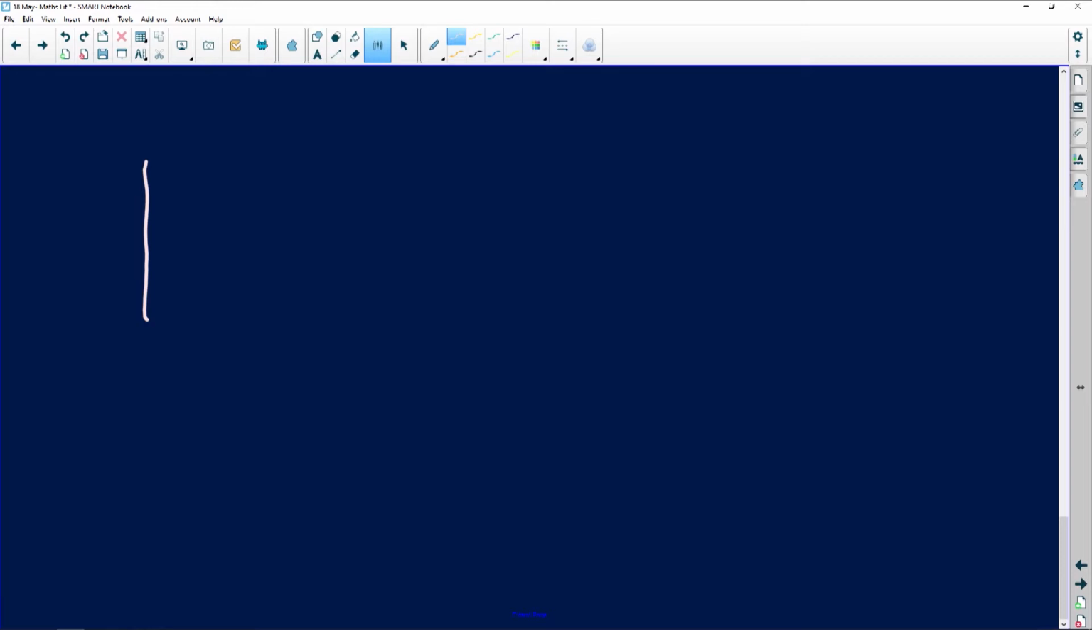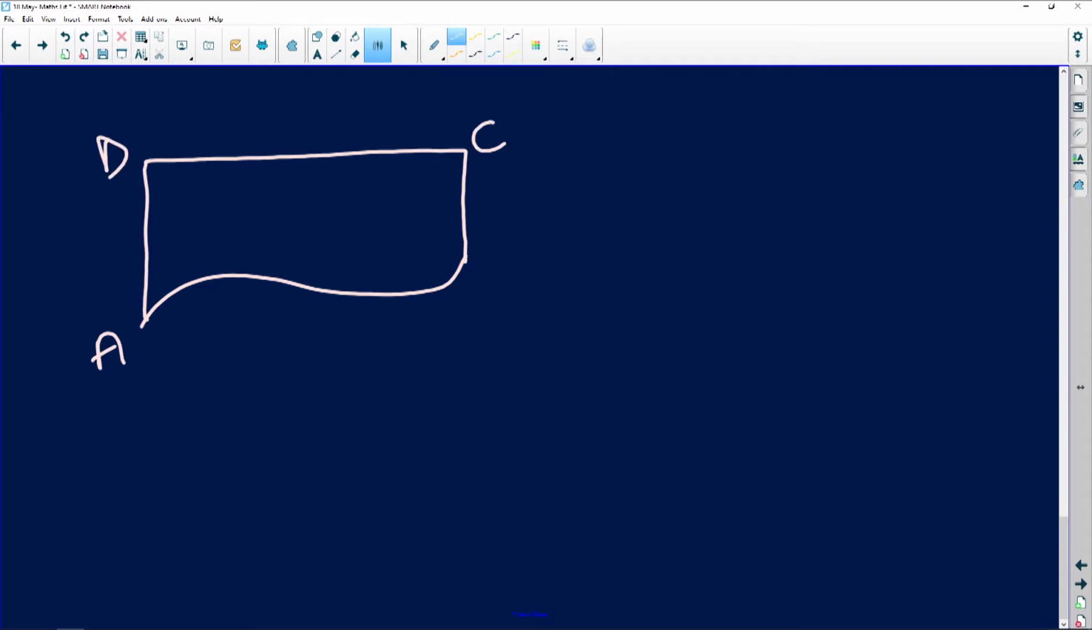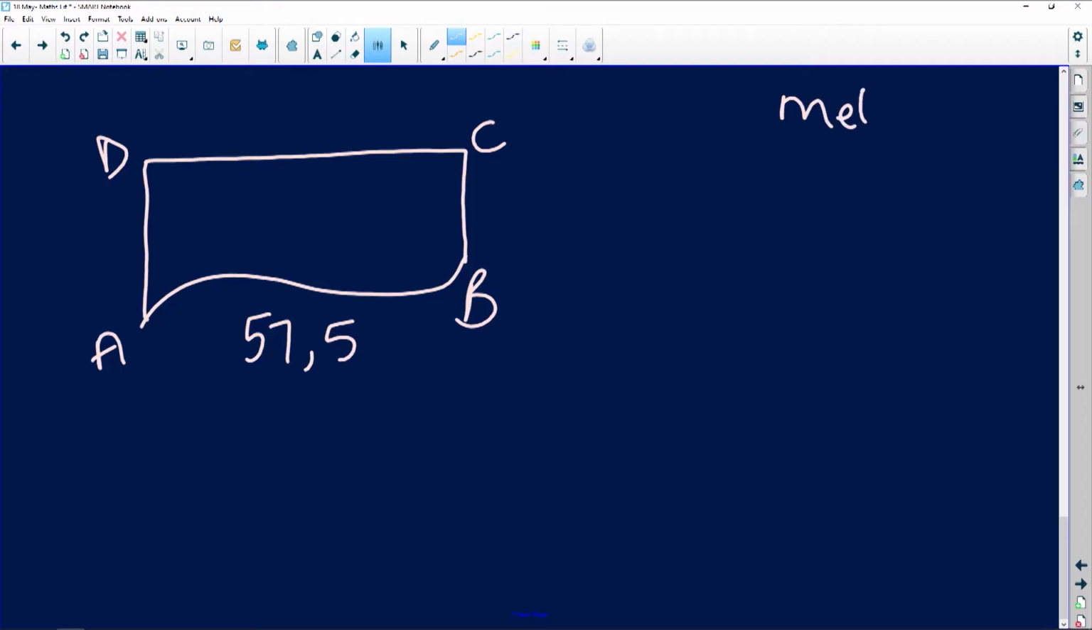It is not up to scale. And then we've got a little fence going on over there. And the measurement, it says there A, D, C, B, and we've got 57.5. We are told that everything is in meters, so you need to be careful of that. I'll just write meters so that we are aware of what we are working with.